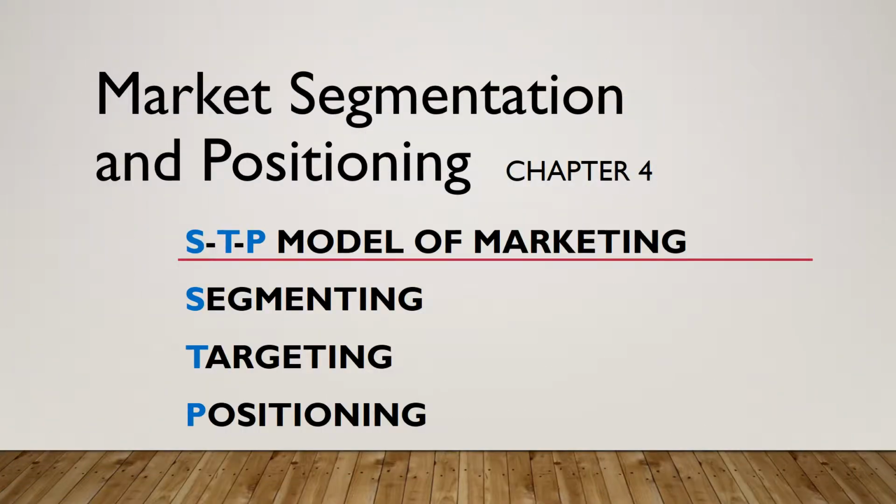Hello and welcome to this video discussing Chapter 4, Market Segmentation and Positioning. This chapter focuses on what people often refer to as the STP model of marketing. The idea behind that is that we segment our markets. We take that segmentation and then choose to target a particular group. And then finally, a discussion of how we position our product or service for that targeted group. The next slide has a short video that explains the STP model in a little more detail.